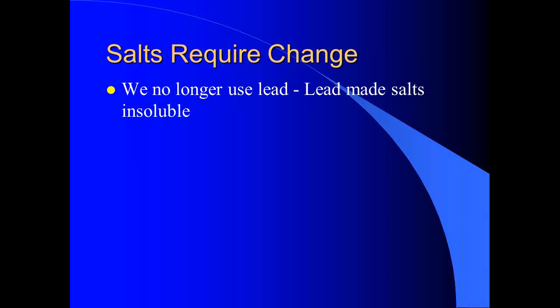Now that we've gotten away from lead paint, with the coatings we're dealing with now, what starts out as a soluble salt remains a soluble salt. So the solution of one problem just caused another problem. When we got rid of lead paint, we got rid of it for a health factor. Now the result of that is it's causing a corrosion problem.